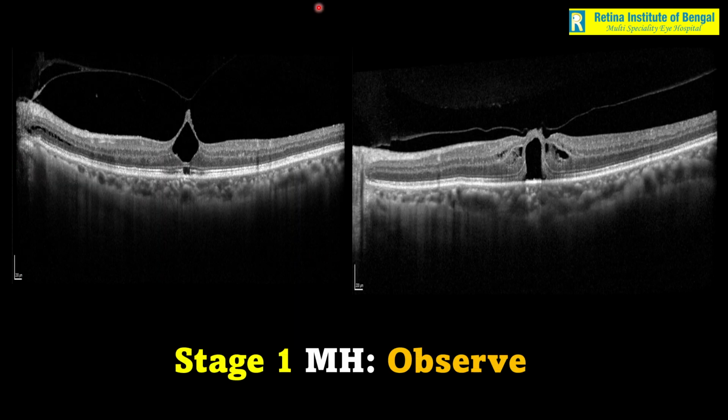So for stage 1 macular hole, whether it is 1A or 1B, the treatment of choice is observation. You do nothing, because half of these patients resolve spontaneously. So this vitreous may simply get detached from the fovea, and then this traction would be gone and the retina can fall back.